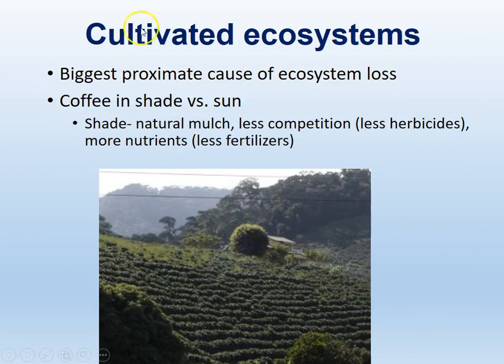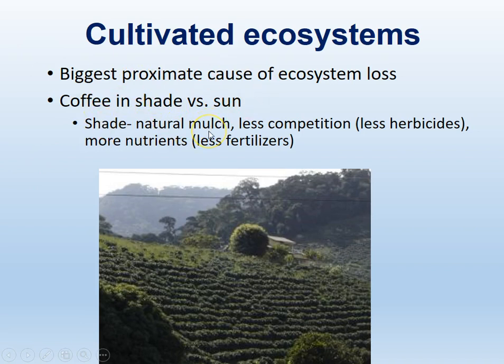So here's an example where you can do less harm by doing a specific type of cultivated ecosystem. Coffee can grow either in the shade or in the sun. And so these are the two types of coffee. One is much better tasting.